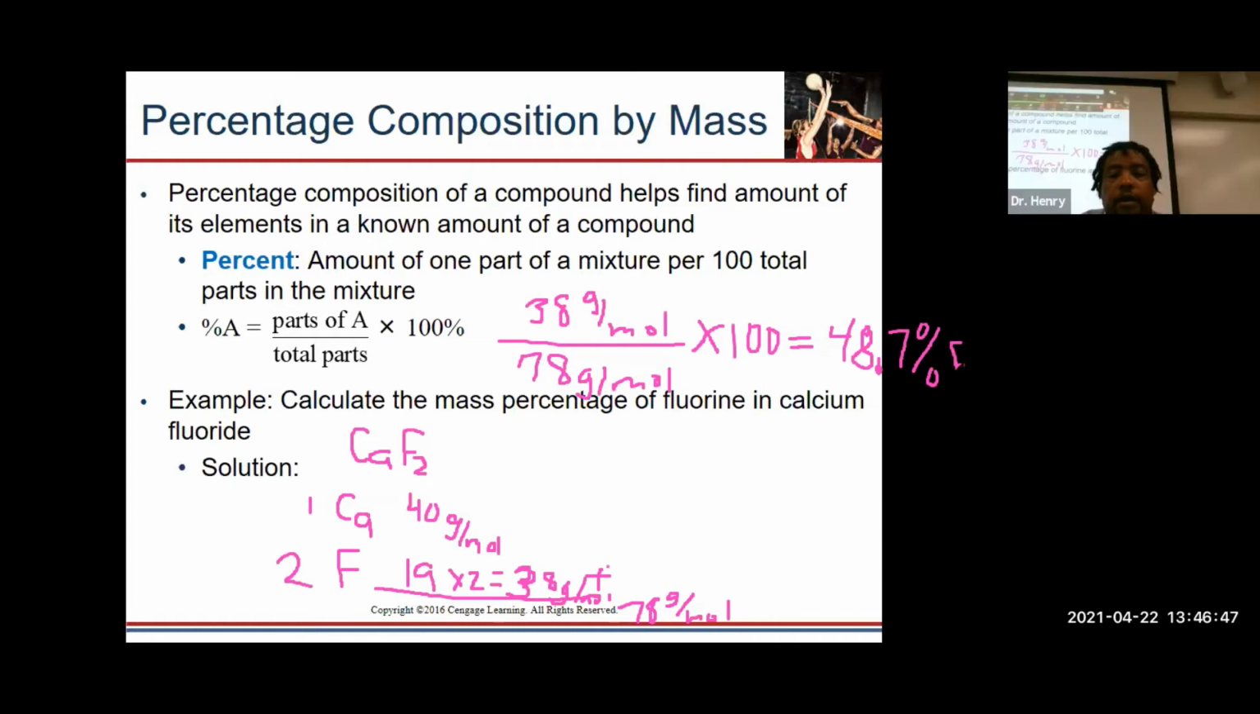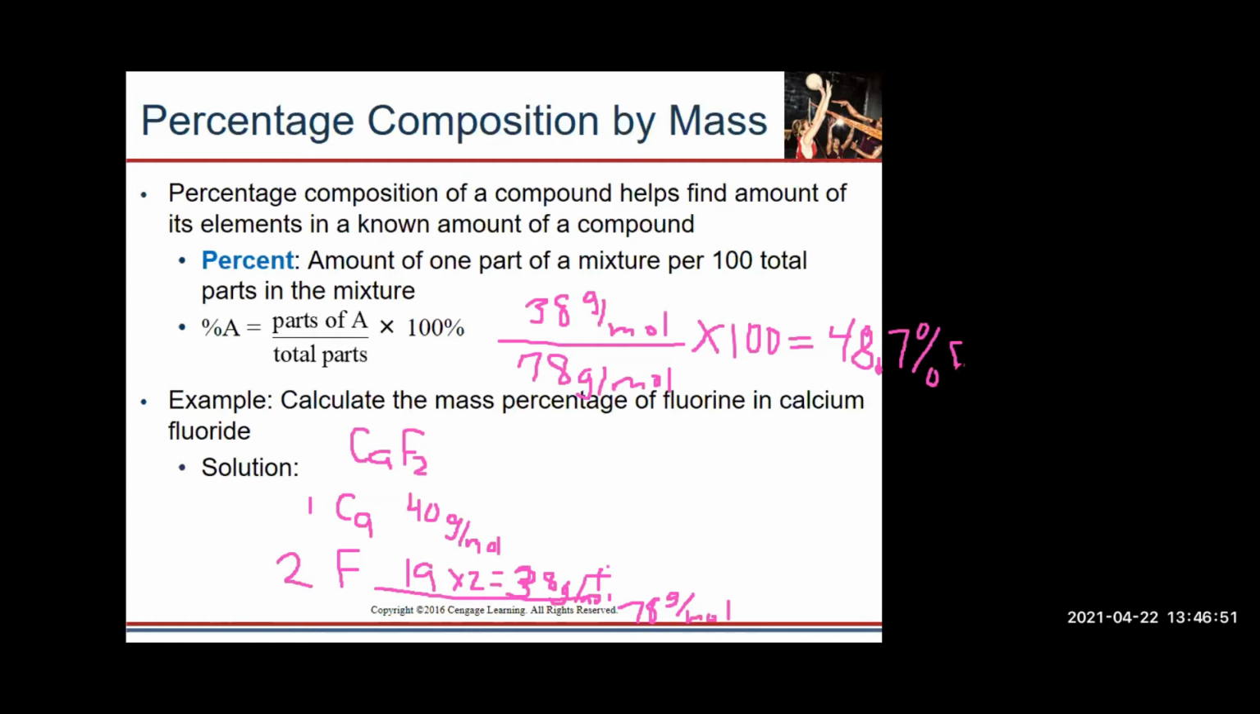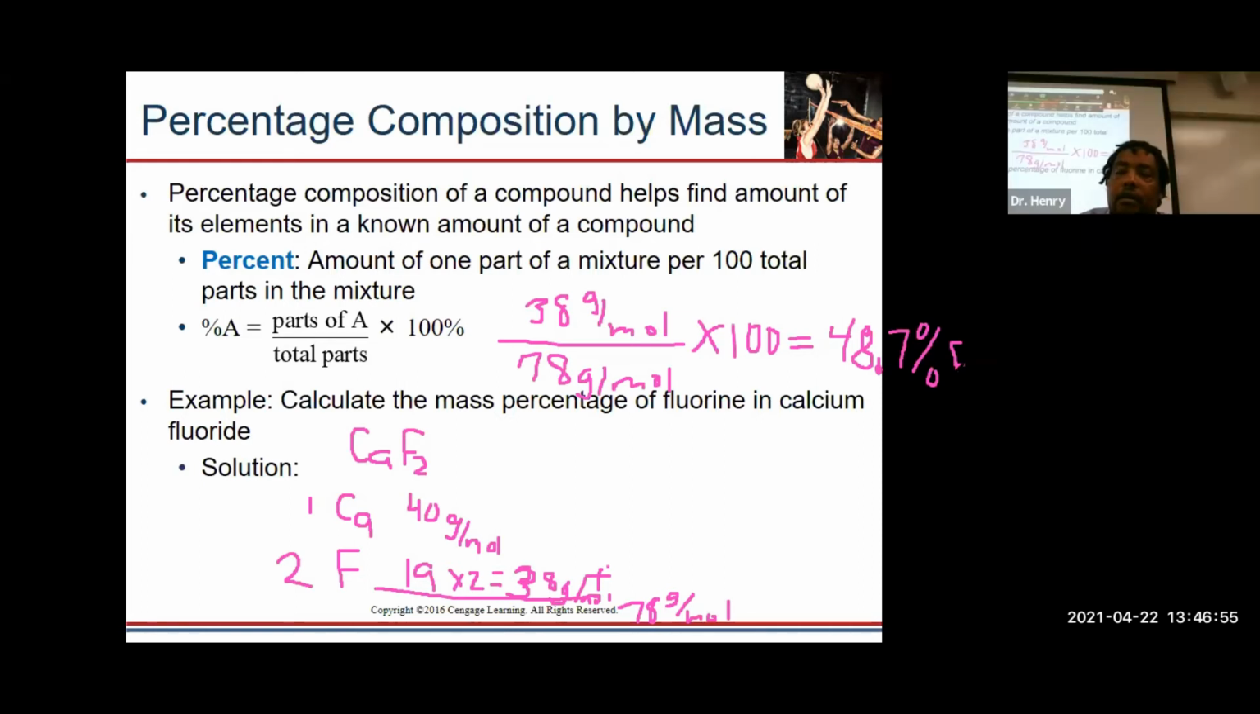Okay, so then that would give me my weight percent. I'm wrong, I typed it in wrong. That's all right. Yeah. So that would give me my percent fluorine in the calcium fluoride.